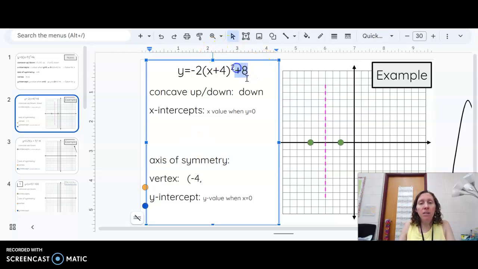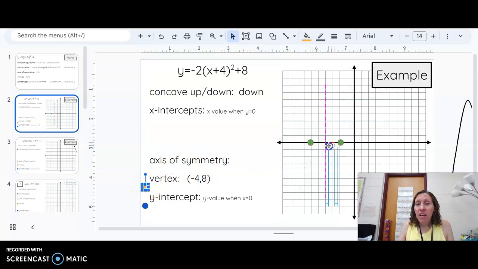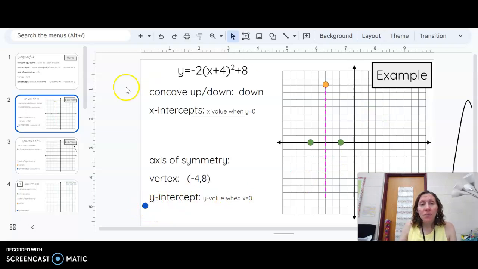And then the second number, it's like the y-intercept value. So 8. So I'm going to put this over here at -4, 8. Right, there we go.